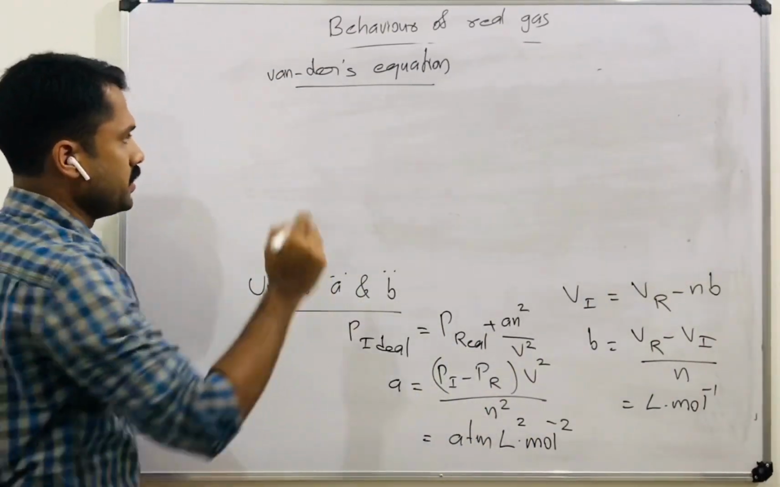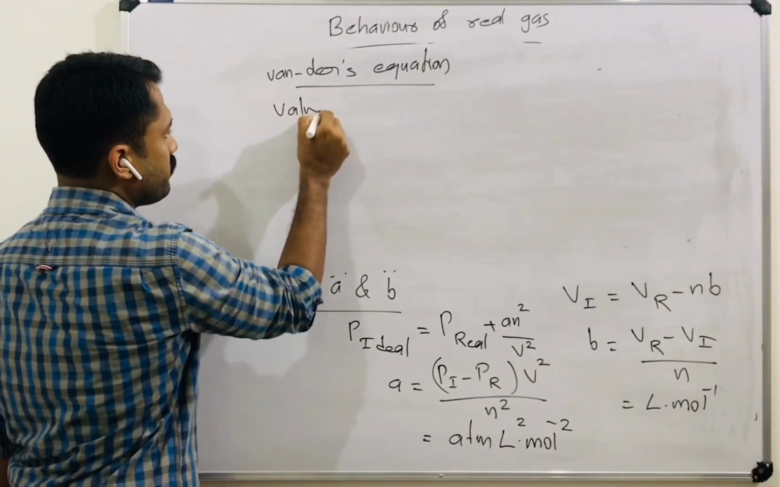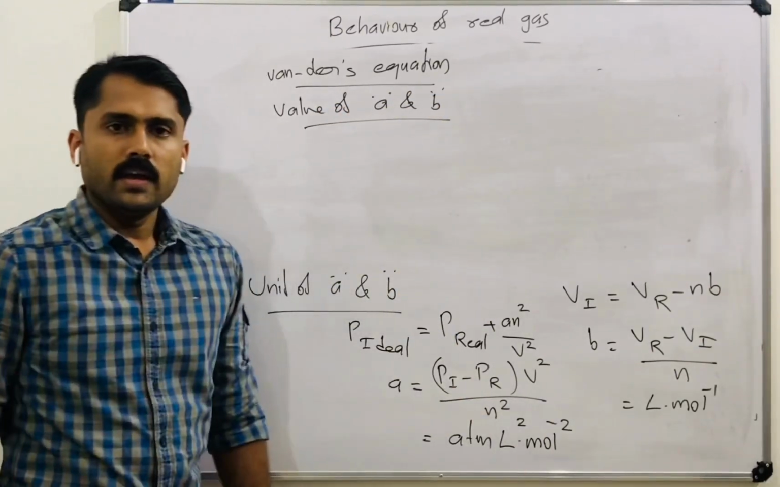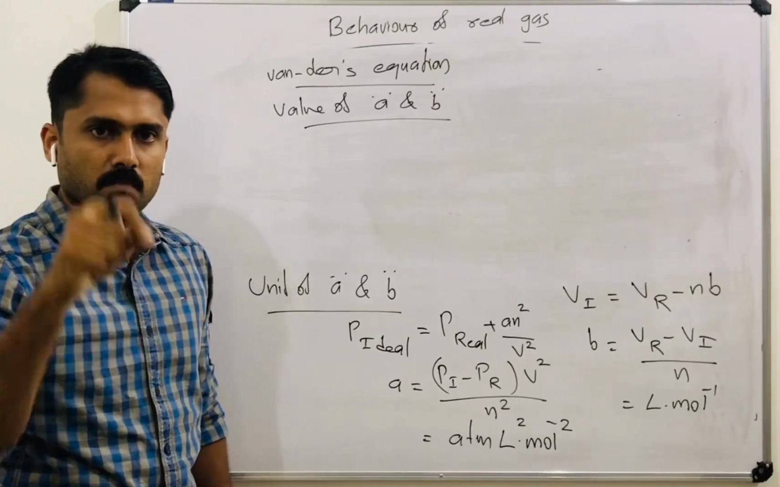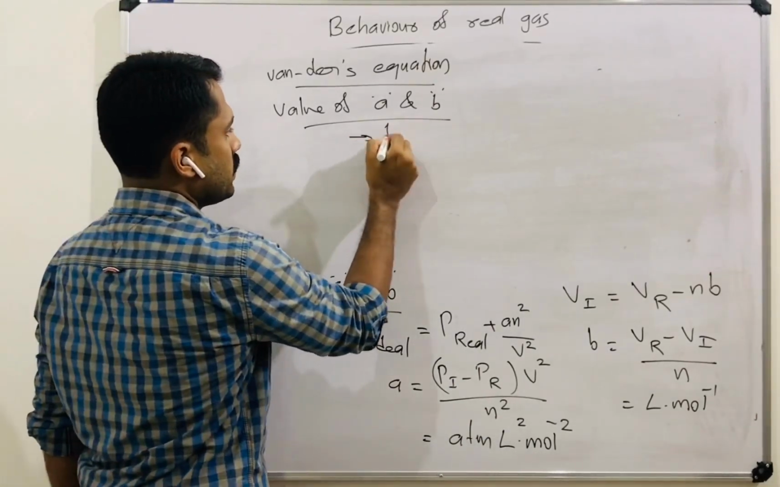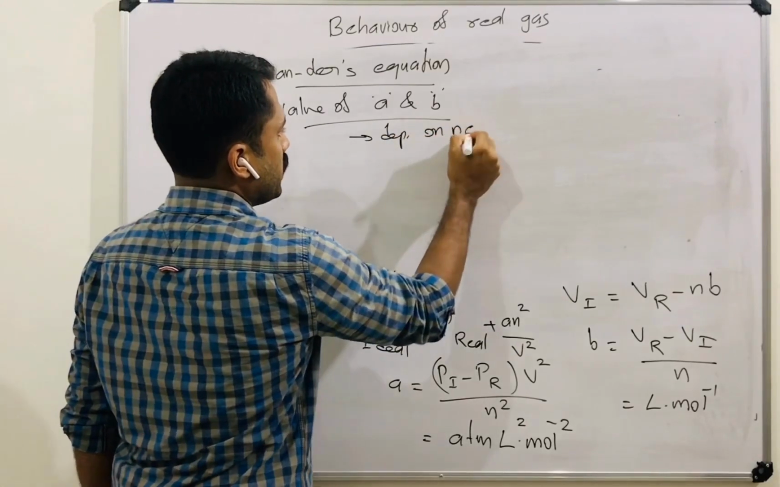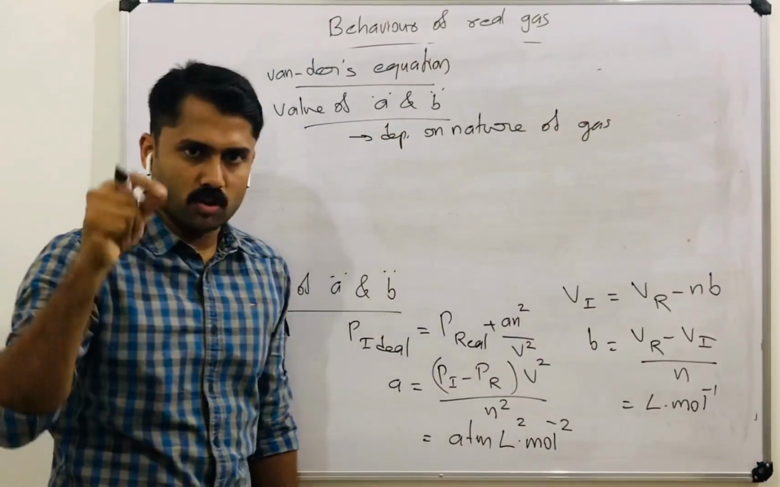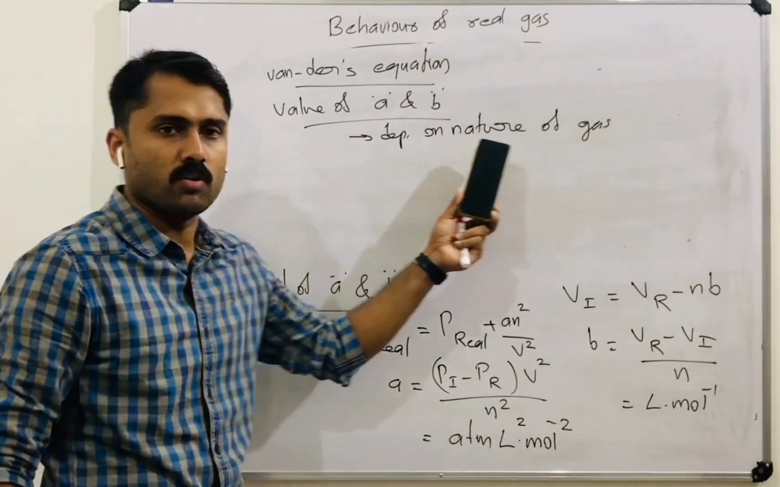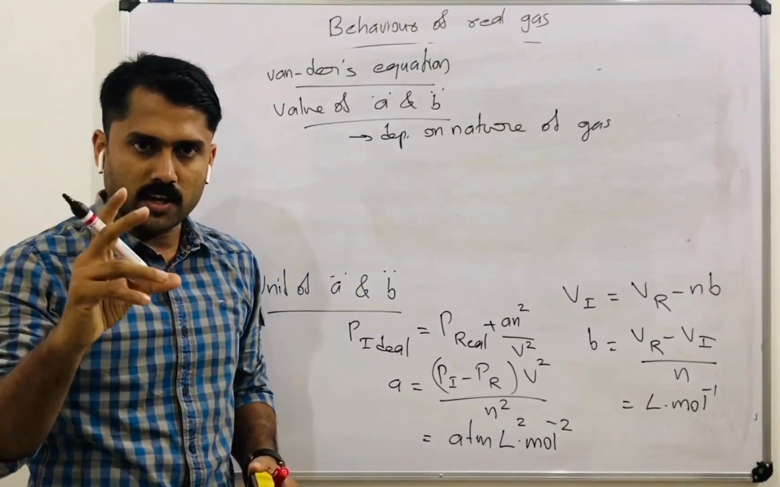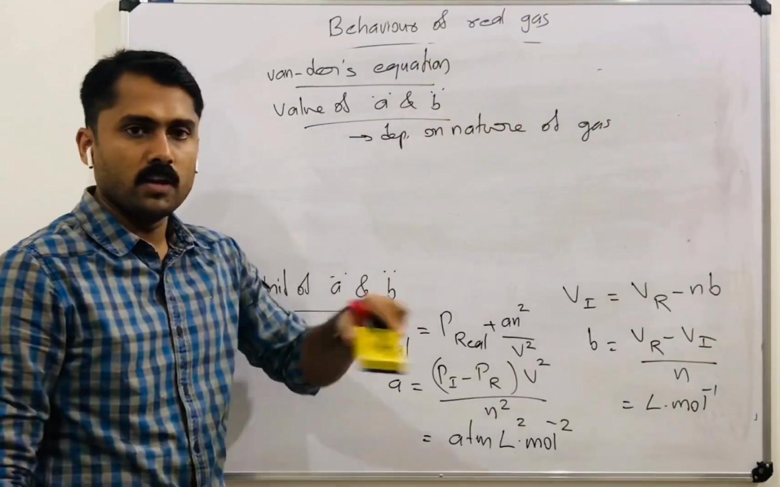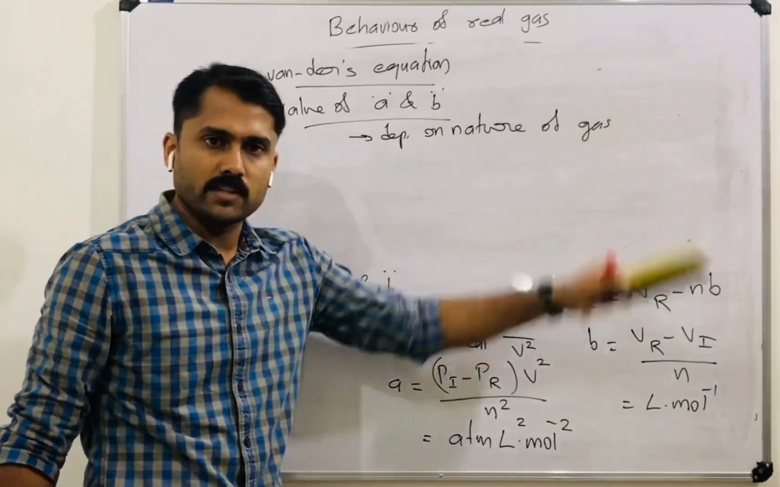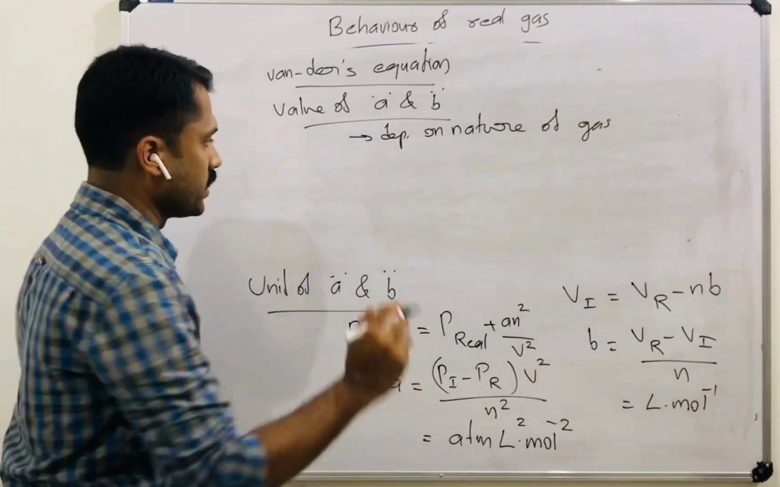Another point is the value of A and B. A and B are constants, but these constants depend on the nature of the gas. That means for oxygen gas there will be a particular A and B, and for nitrogen gas there will be another A and B. So A and B depend on the nature of the gas. Within that we have to focus.